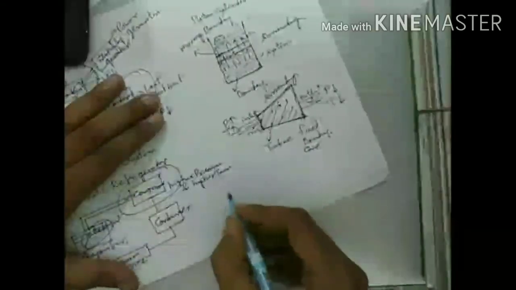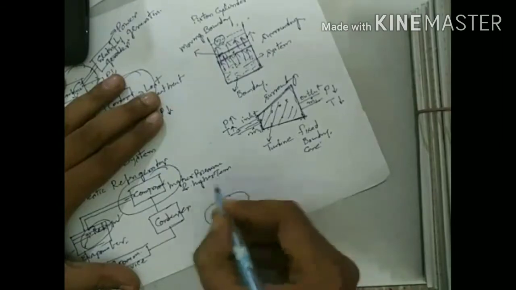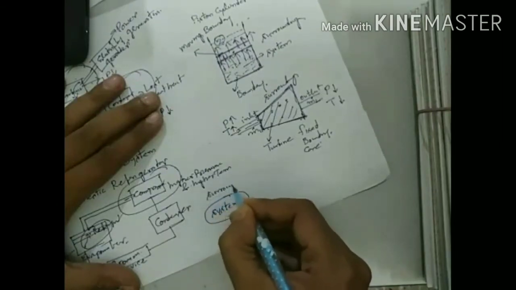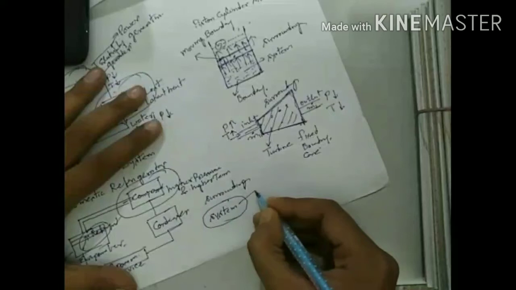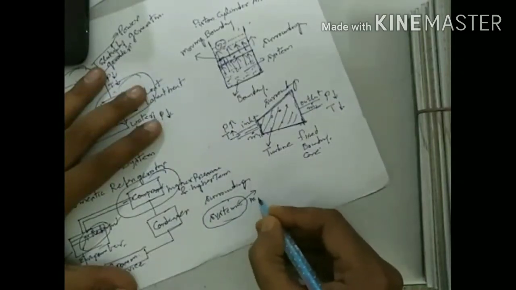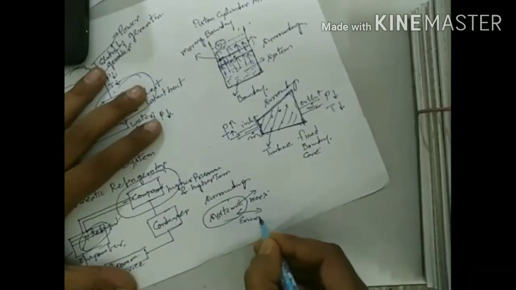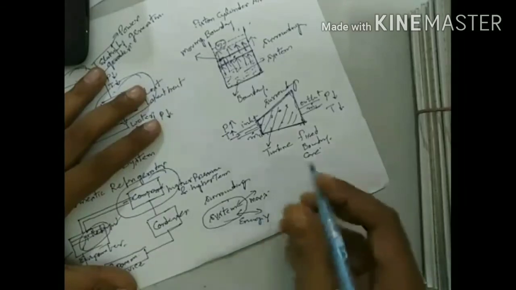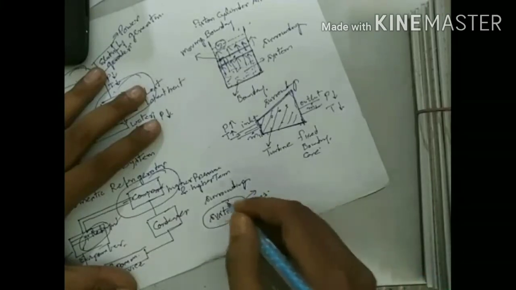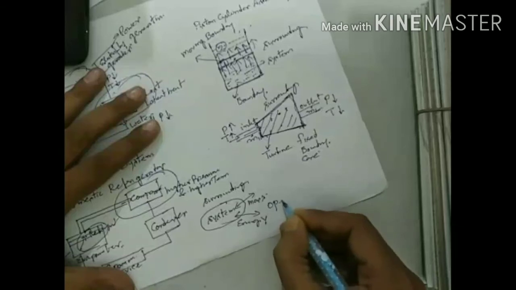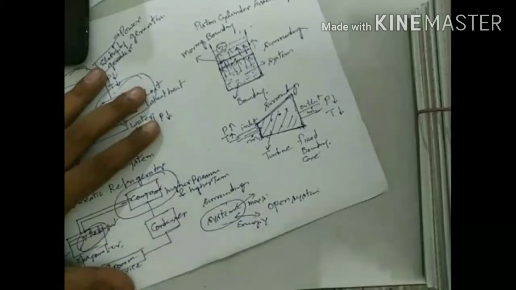See, this is a system and this is the surrounding. If there is an exchange of mass and an exchange of energy, we can exchange mass as well as energy from system to surrounding or surrounding to system, that is called an open system. So this is the example of an open system.